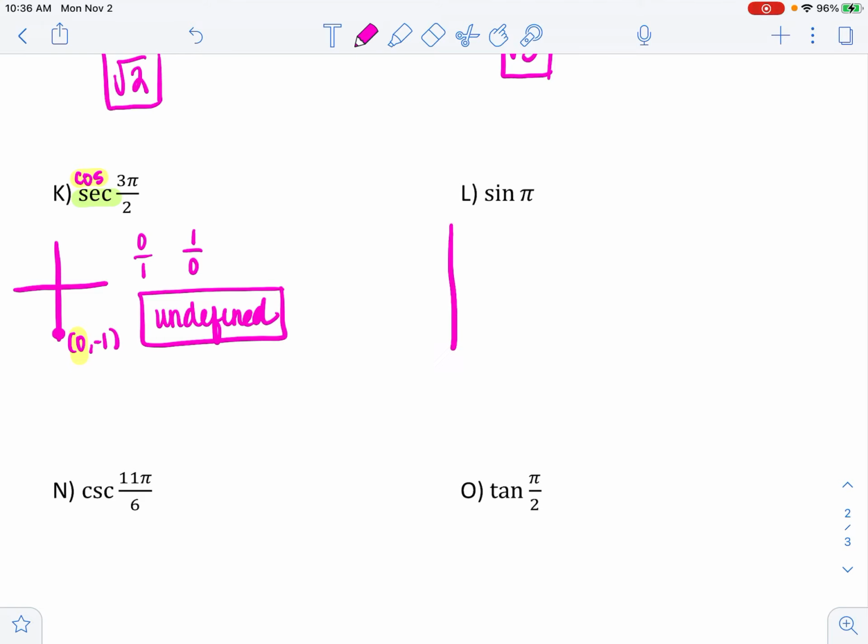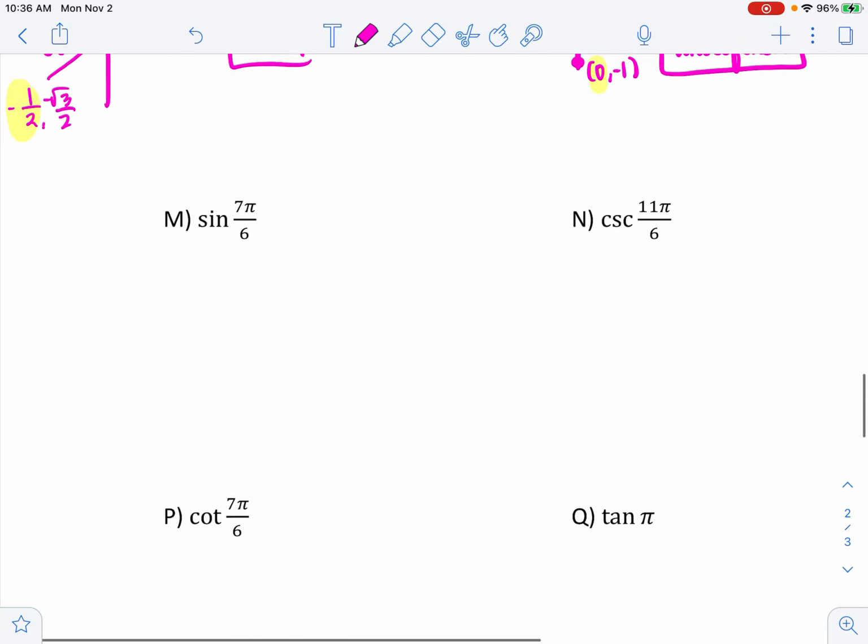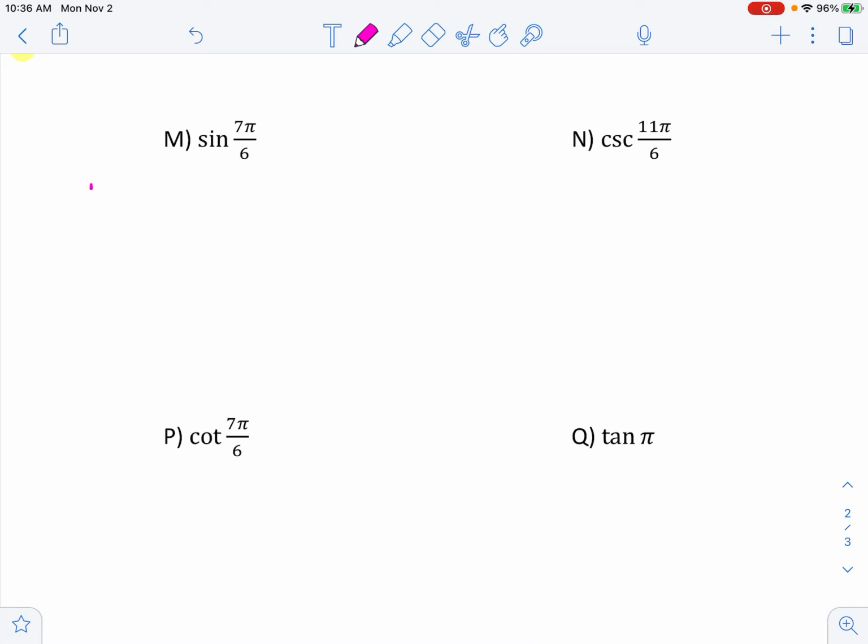All right, next is L. This one is sine of pi. So I need to know where pi is. Which quadrant is it in? Once again, not in a quadrant, it's a quadrantal. Pi is right here. This is left 1, up 0. Sine is my y value, so the sine is 0.